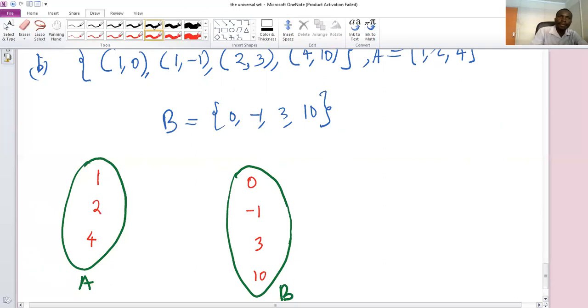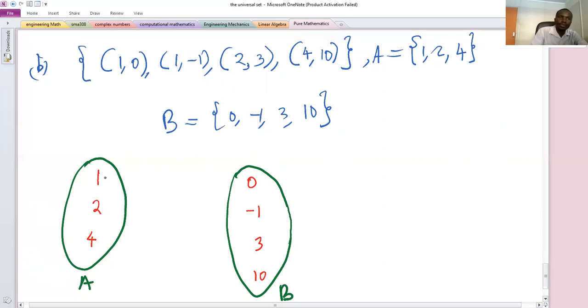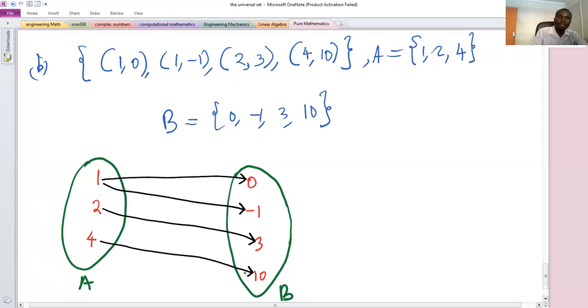Now let's see. (1, 0) means 1 is mapped to 0. (1, -1) means 1 is mapped to -1. (2, 3) means 2 is mapped to 3. And (4, 10) means 4 is mapped to 10. Now you see, in this case, 1 from set A is being mapped to 2 different elements, 0 and -1. So when you have such a case, that relation cannot define a function.